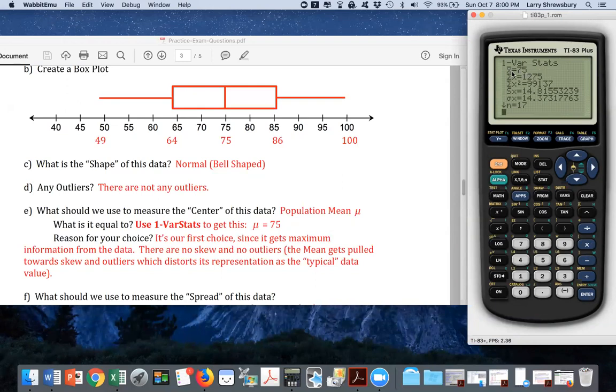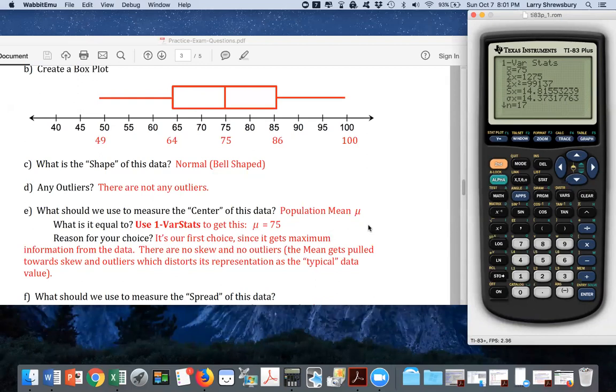Now, of course, it's not showing the population mean symbol. It's using x bar because, hey, most of the time we're entering in random samples, not entire populations. But population mean, sample mean are calculated the same way. So the population mean is 75. Now, you need to explain the reason for your choice. Now, this is very similar to what you were doing in the StatCrunch assignment, except I think you found that you had a different scenario. You had to choose a different center for that one. But this one, you get to use the mean.